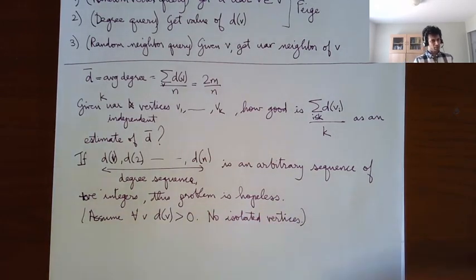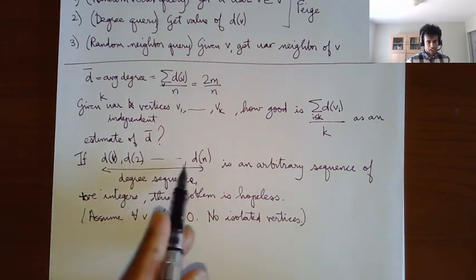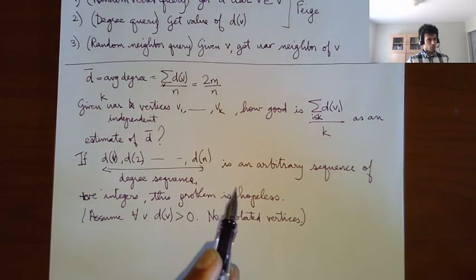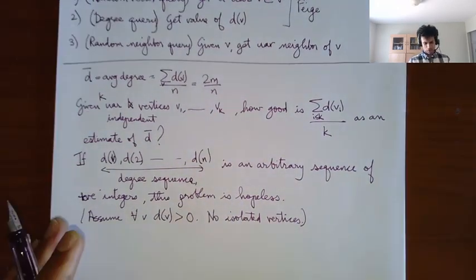Which kind of makes sense, right? Because if you have lots of things that are just isolated, then your graph is probably not interesting. And in any case, one can in general deal with this. One can remove this assumption and then have some dependence on the number of isolated vertices. But my point is, if this sequence of degrees is an arbitrary sequence of positive integers, you're hopeless.